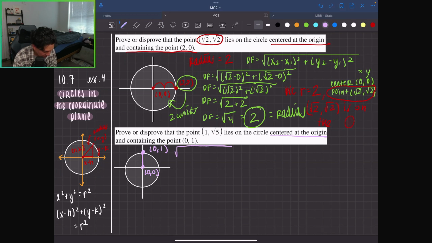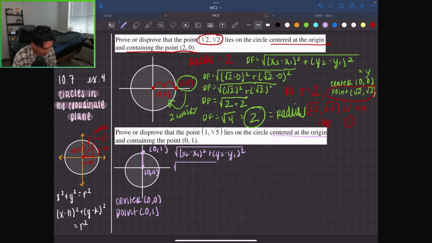So the distance formula is just going to be, again, the square root of x sub 2 minus x sub 1 squared plus y sub 2 minus y sub 1 squared. And then let's go ahead and substitute these values. I'll say that my center 0, 0 is our first point. And then we have that other point 0, 1. So I'll just substitute these values, okay? So x sub 2 is going to be 0 minus 0 squared plus y sub 2 minus y sub 1. So that's this right over here, 1 minus 0 squared.